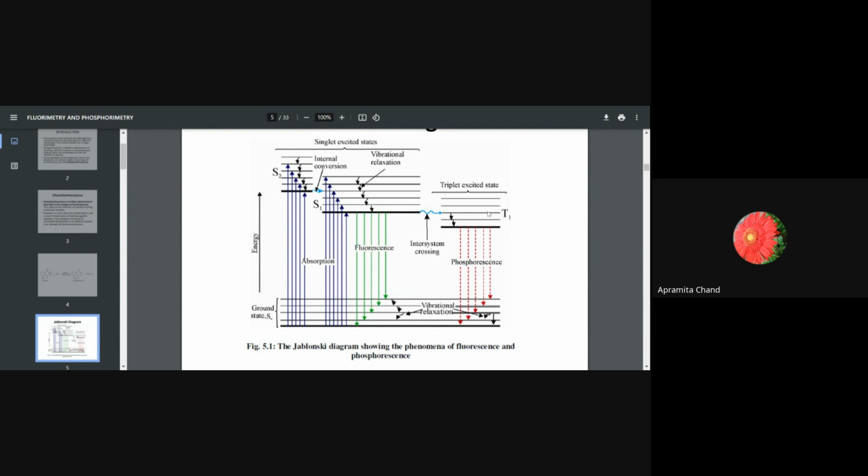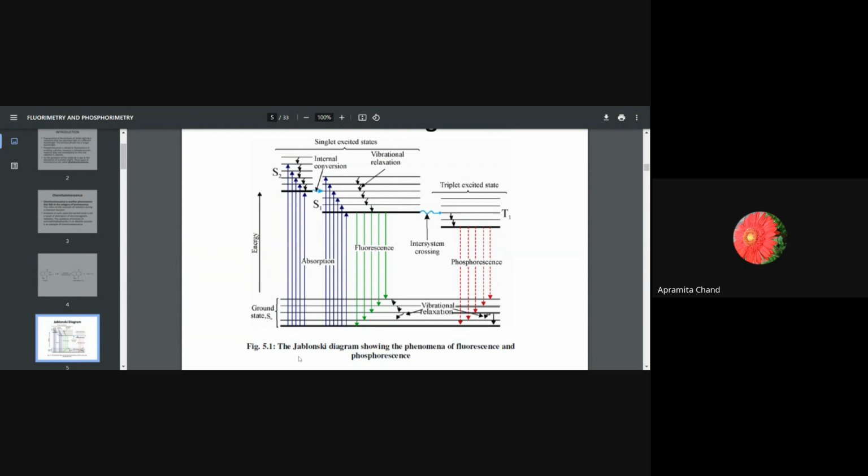Here you can see that the triplet and the singlet excited states are quite different, and usually the crossing between the singlet and the triplet excited state is forbidden. Usually, among states of the same spin, you can have crossing. But if you are changing from a singlet to a triplet excited state, that is usually a forbidden transition, and thereby it occurs very slowly.